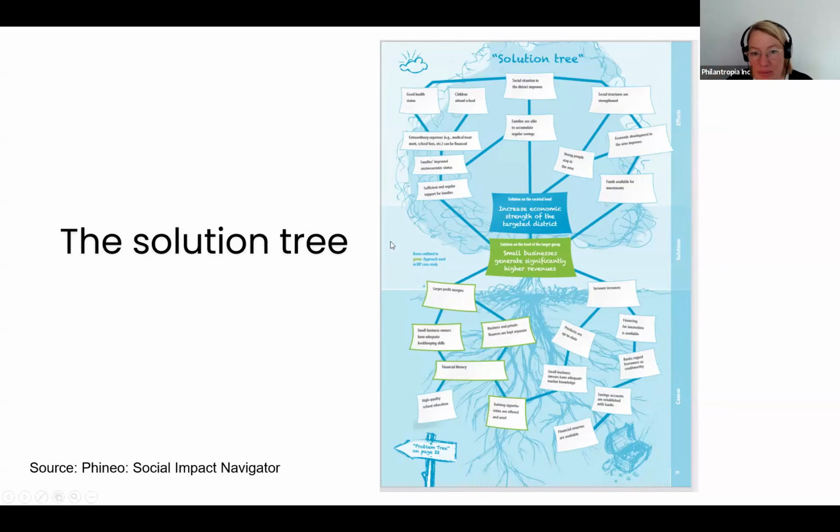So here in this example, it's the ones that are lined in green. They have decided that they want to work in training opportunities and are offered and used. And that will lead to all these things that are lined in green. And that will then finally lead to increased revenues on the level of the target group and increased economic strength on the level of society.